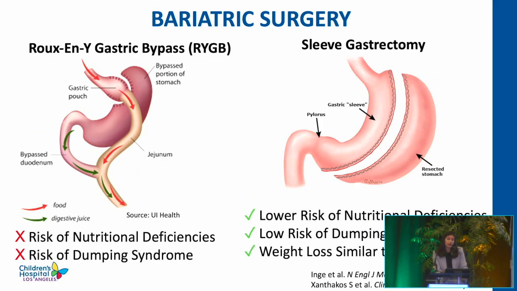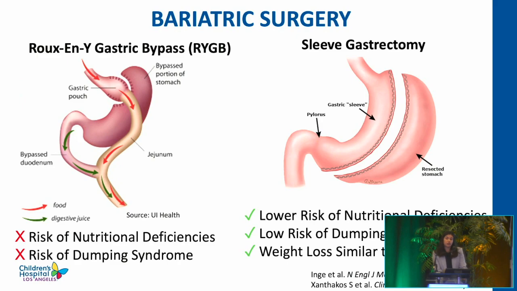Over the last 20 years, the trend has been to move away from the Roux-en-Y gastric bypass and towards the sleeve gastrectomy in both adults and adolescents, because studies have shown that there is a higher risk of nutritional deficiencies, dumping syndrome, and surgical complication rate in the Roux-en-Y gastric bypass. And for most people, the weight loss between the two of them is similar. The one subset of the population who may benefit from the Roux-en-Y gastric bypass over the sleeve gastrectomy are those who are super morbidly obese and really have an extraordinary amount of weight to lose.